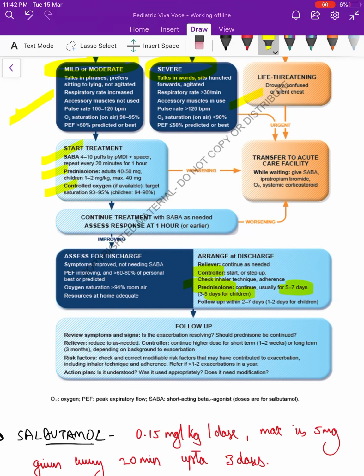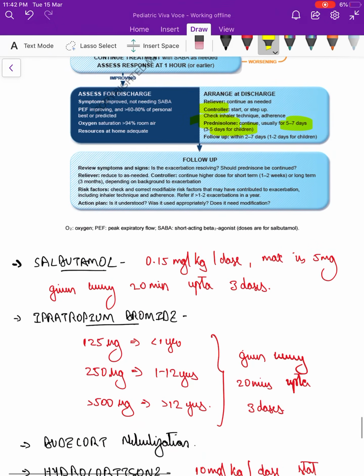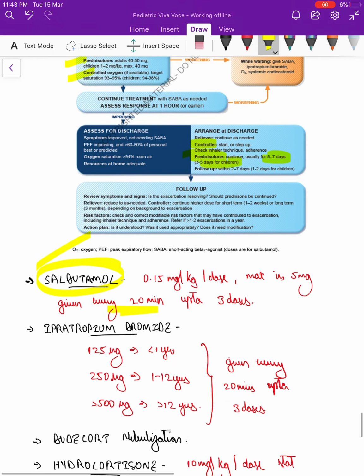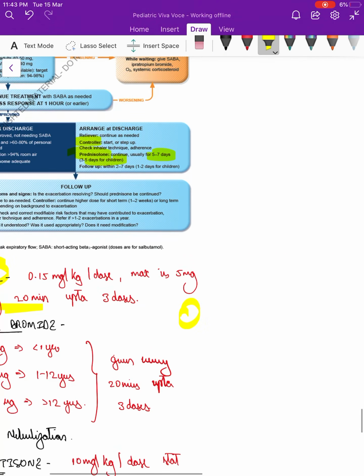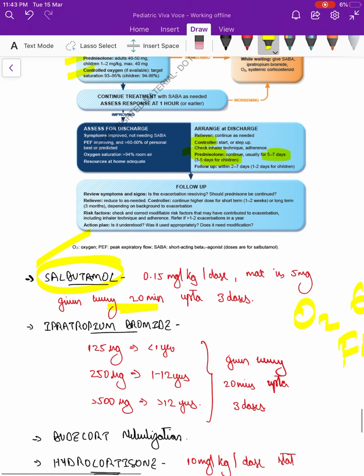Now, what about severe exacerbation? In that case, we can initially give salbutamol up to 3 doses separated by 20 minutes, and whatever nebulization we give in case of severe exacerbation should be given with O2 at 6 liters flow. That is very important. The salbutamol dose will be 0.15 mg per kg per dose, maximum 5 mg. Up to 3 doses can be given.